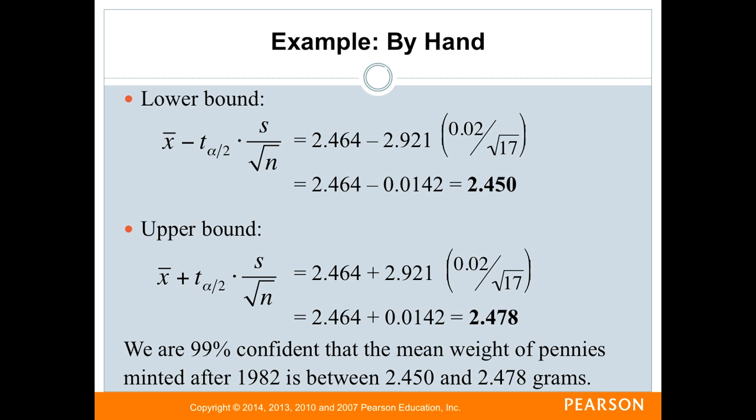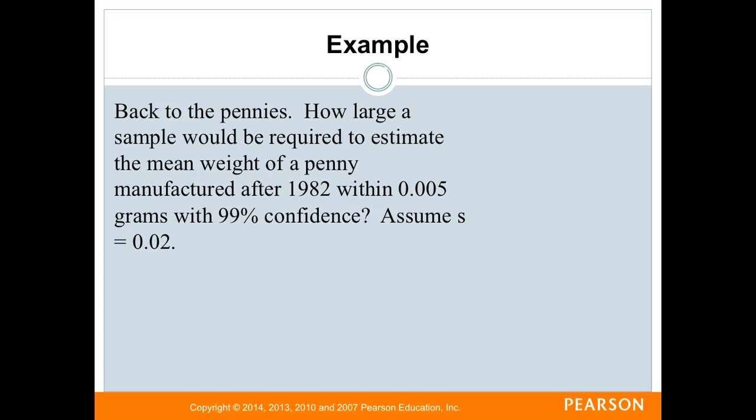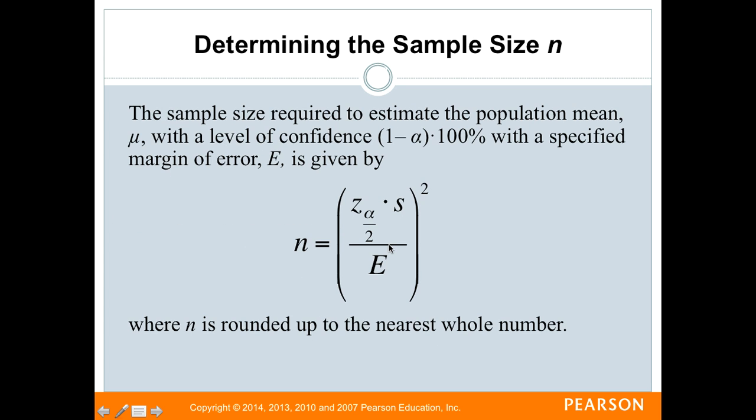So if you think about it for a minute, the t distribution requires us to actually know the sample size, because if you go to your t distribution table, one of the two things that you need to look up, first thing is the alpha over 2. The other thing that you need to look up is degrees of freedom. Degrees of freedom depends on the sample size.